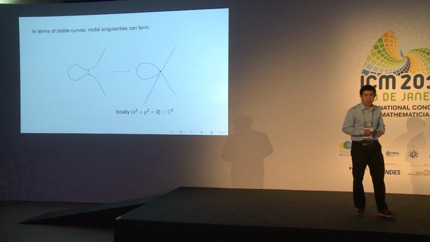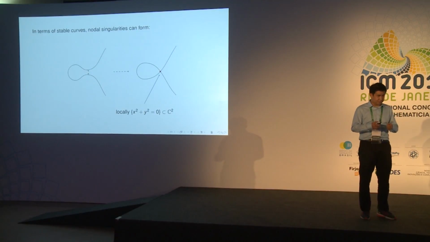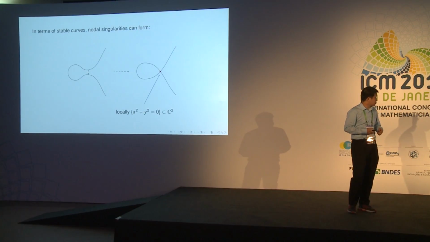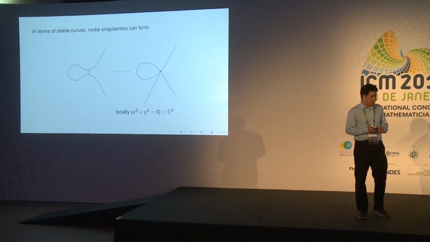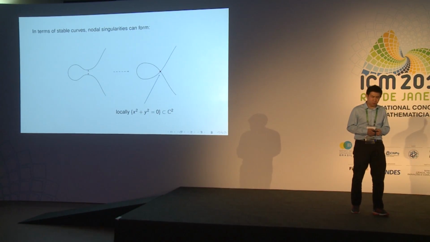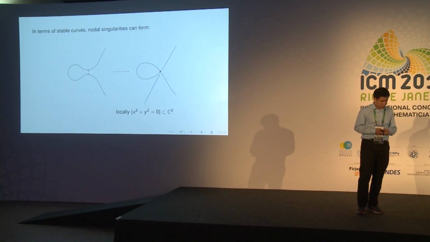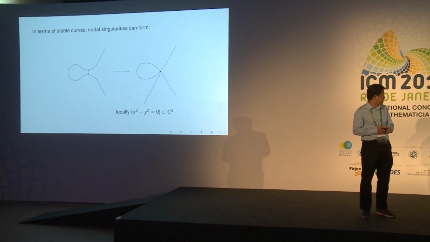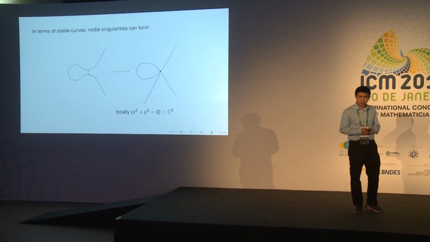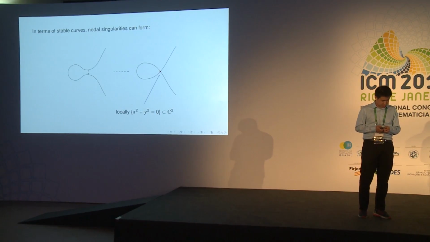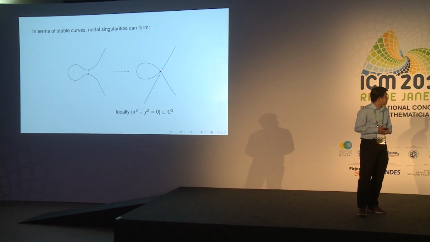In terms of algebraic curves, we can get a very bad singular object, and here's why we need stability. If we just restrict to stable curves, we only allow the simplest singularity to form, namely nodal singularities. These are locally modeled on the union of transversely intersecting lines in C^2.